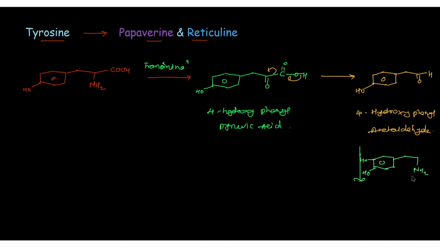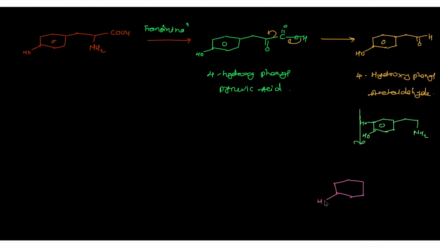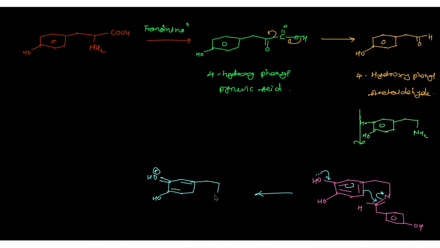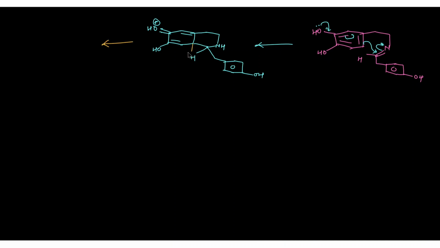In the next step, a Mannich-like reaction takes place between aldehyde and amine. That is, 4-hydroxyphenylacetaldehyde reacts with dopamine and imine formation takes place. In the next step, lone pair of oxygen acts as a driving force and this pi bond attacks on this carbon atom and protonation takes place on the nitrogen atom and we get, in the next step, rearomatization, and we get norcoclaurine. This is known as norcoclaurine.